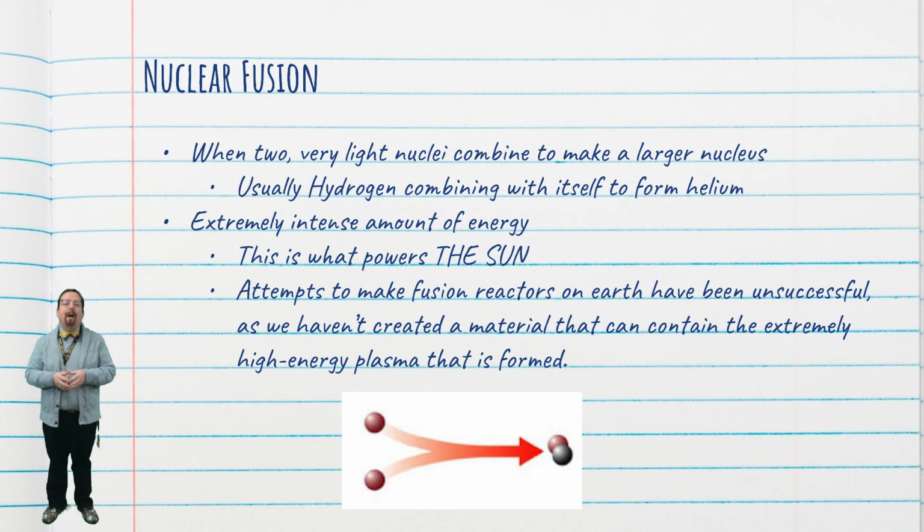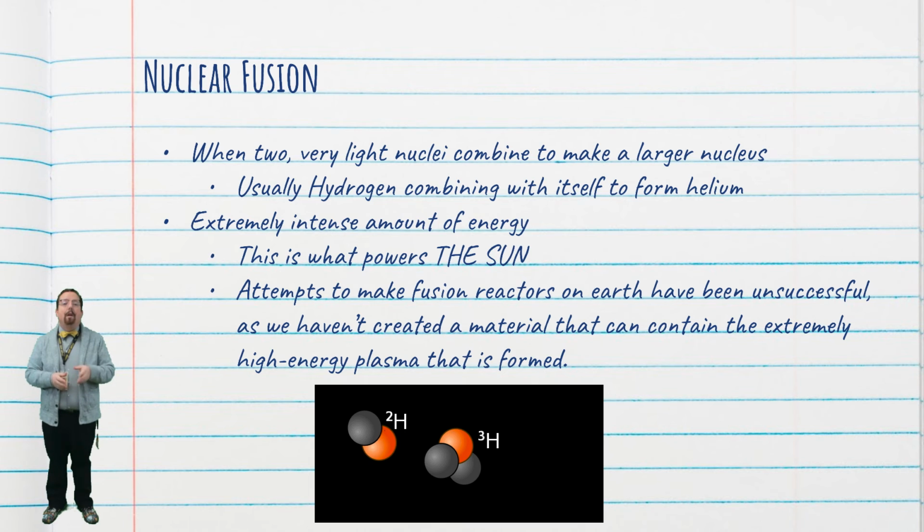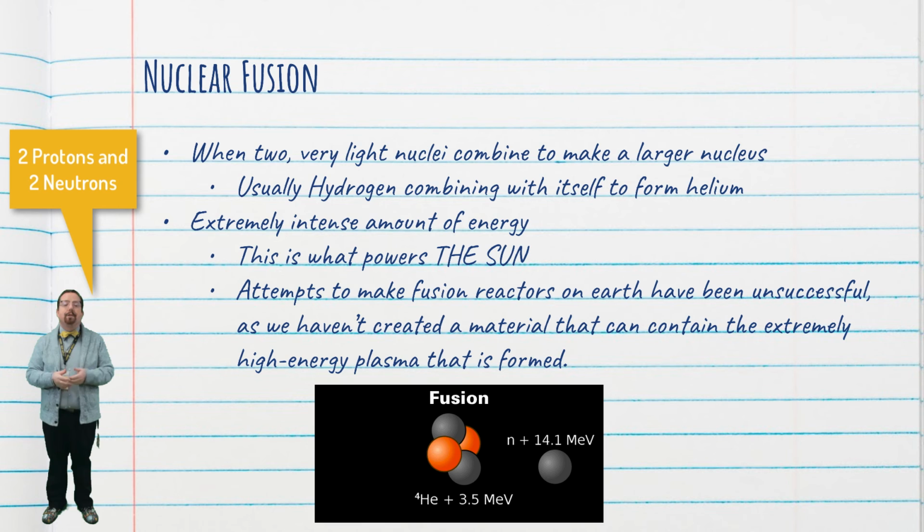Here's an animation of what happens when a deuterium atom and a tritium atom combine. Notice the two nuclei fuse together, creating a new nucleus with 2 hydrogens and 2 neutrons. This leaves 1 extra neutron to be released out into the wild.